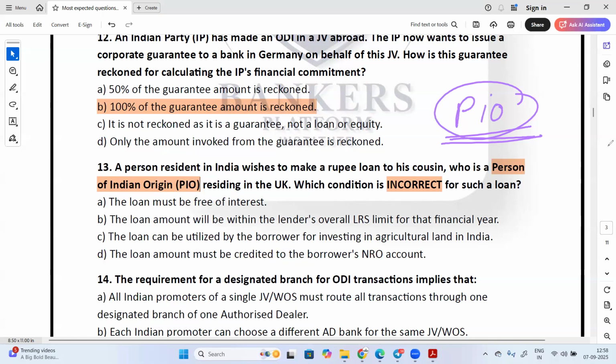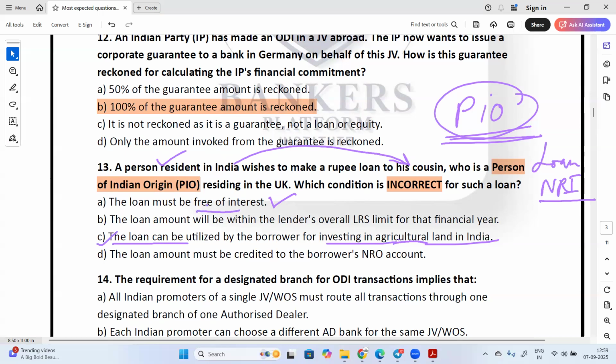So let's see the right answer, and the right answer is C. The loan can be utilized by the borrower for investing in agriculture land in India. Whenever we are giving a loan to any NRI, it should not be for the purpose of investing in agriculture land. This you have to remember. First, the loan must be free of interest. Remember that whenever a resident Indian is giving a loan to a non-resident PIO, that loan should be free of interest. He should not charge any interest.